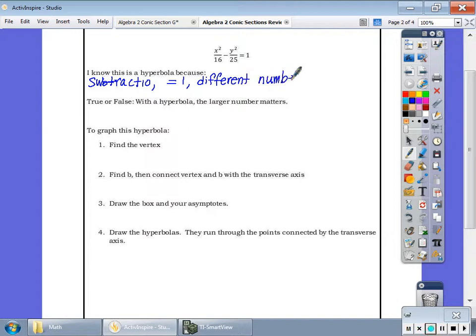Different numbers in denominator. There's one more little clue here that I like to write down. X squared and y squared. Both of them are squared. X and y are squared.